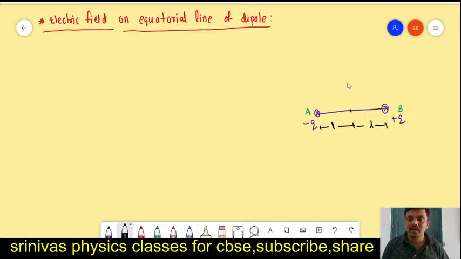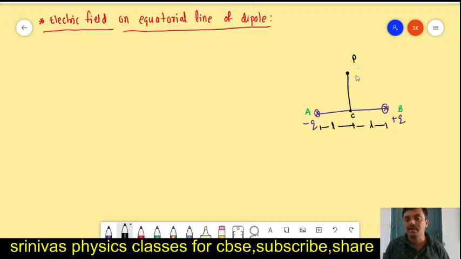And this is a line. It is passing through the center of the dipole and is perpendicular to the axial line. The axial line is this one, the line passing through the two charges. This is the equatorial line. At point P, I want to find out the electric field.